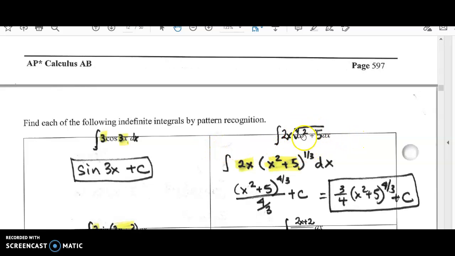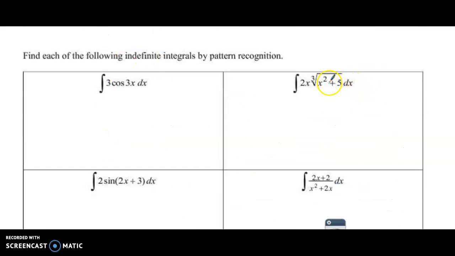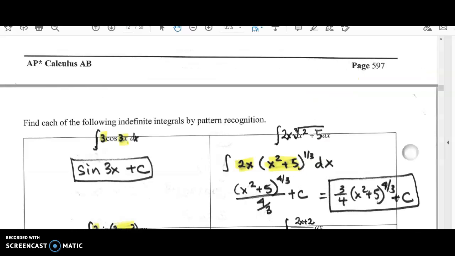So as you look at the next one, you can see that, I believe this is the same problem that you have worked on. Yeah, the cube root of x squared plus 5. So as you're looking at the answer key, you can see that the derivative of x squared plus 5 is 2x. And so you can manipulate the equation slightly differently.